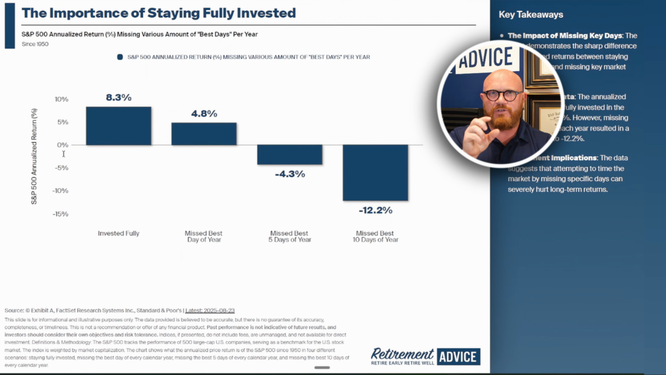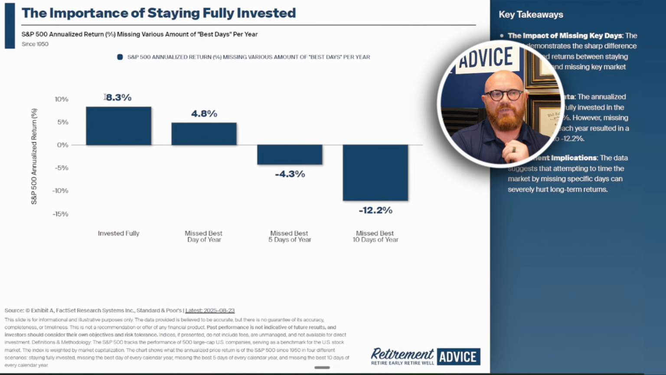And so if you're trying to get out of the market, trying to time it and get out when it's going down, the problem is that you're more likely than not to miss a couple of bad days, but you also might miss the days when it goes right back up. What this chart is showing us is the difference of being fully invested, riding all the ups and downs, versus what happens if you miss the best days throughout the year.